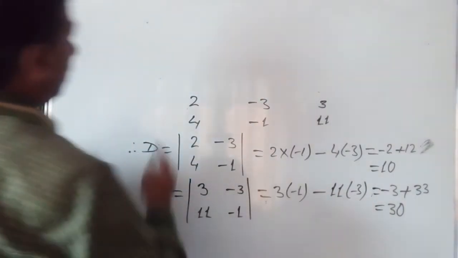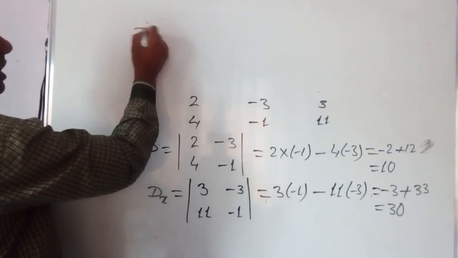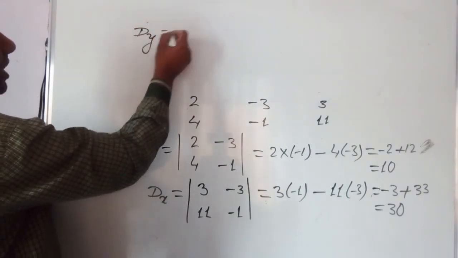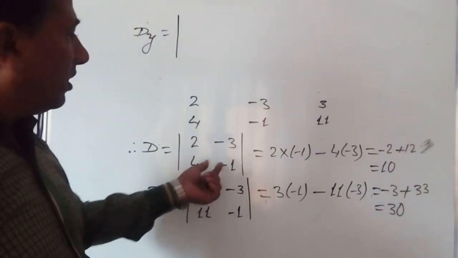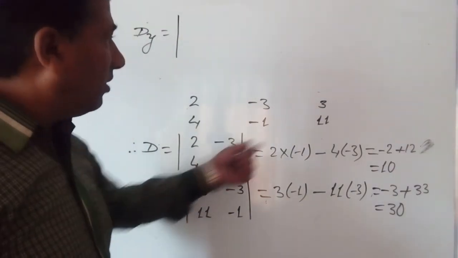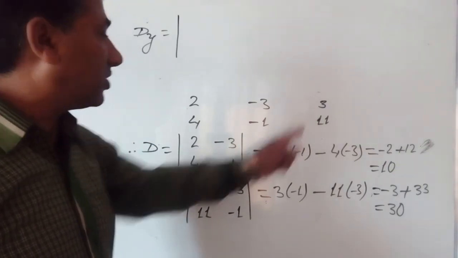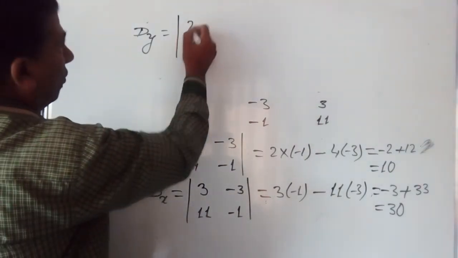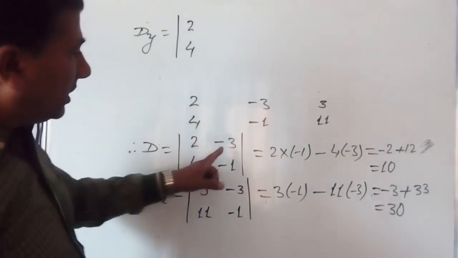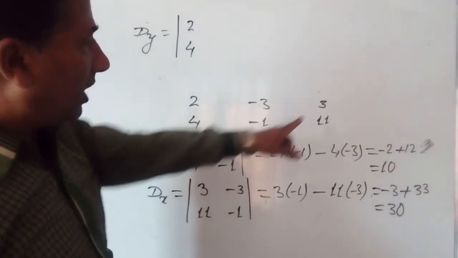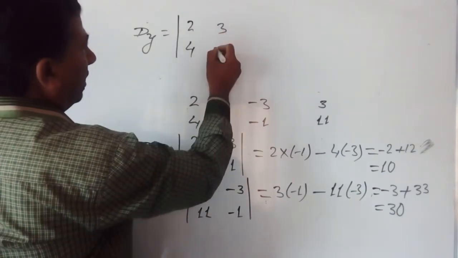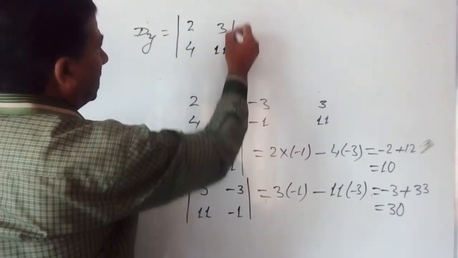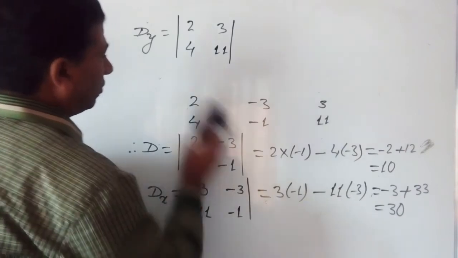Now dx we found. Another one is dy, the determinant for y. How to find it? These are the coefficients of y. Replace the coefficient of y by the constants. 2, 4, 2, 4. Now I replace this minus 3 and minus 1 by 3 and 11. Okay, 3 and 11. Now this one is dy.